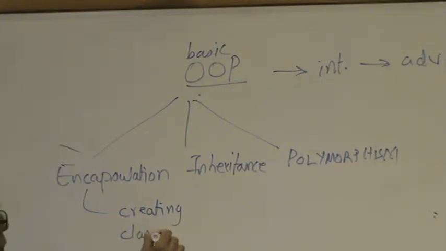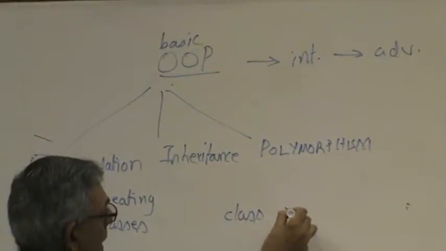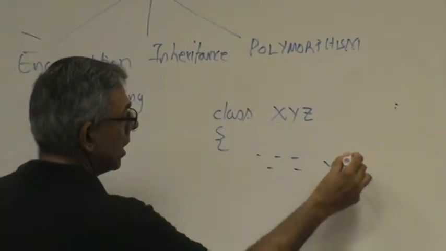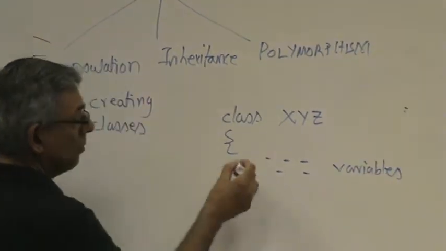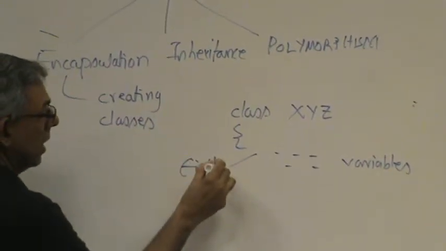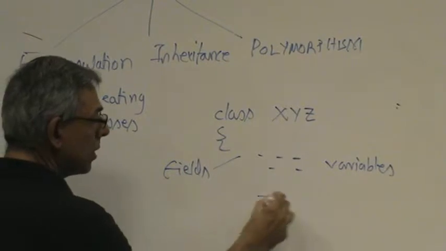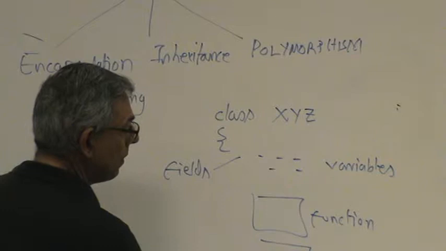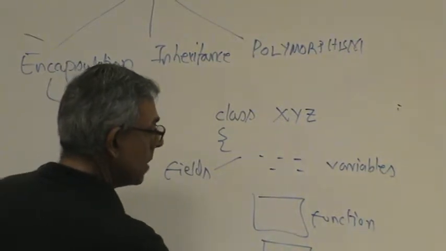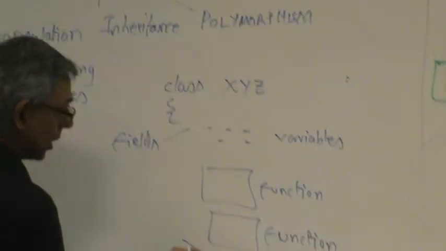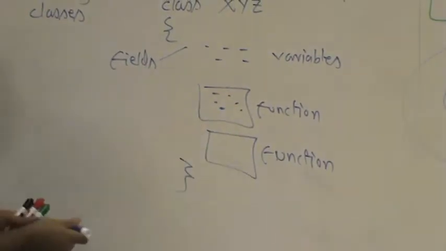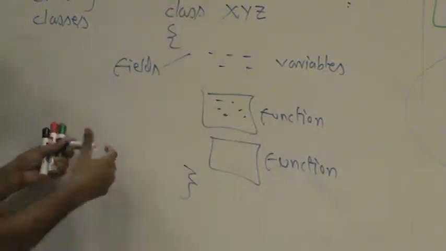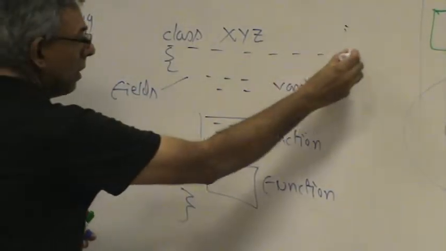Remember, once we create a class, let's say some class XYZ, we create some variables in it, sometimes we call these fields. And then we also write functions inside a class, which have some code in it and do something useful for us. As you can see, the class is essentially creating a virtual box.